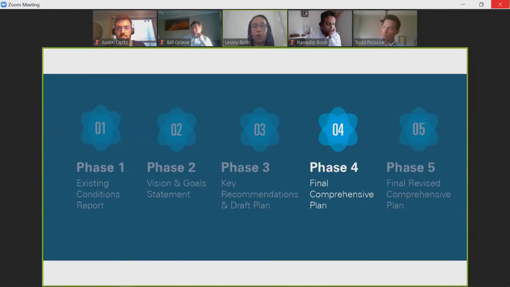Right now, we're in the fourth phase of the comprehensive planning process out of 5. This will be our last public meeting outside of the adoption process for the comprehensive plan. And after working almost 2 years on this plan, we've reached this draft that we'll present to you today.